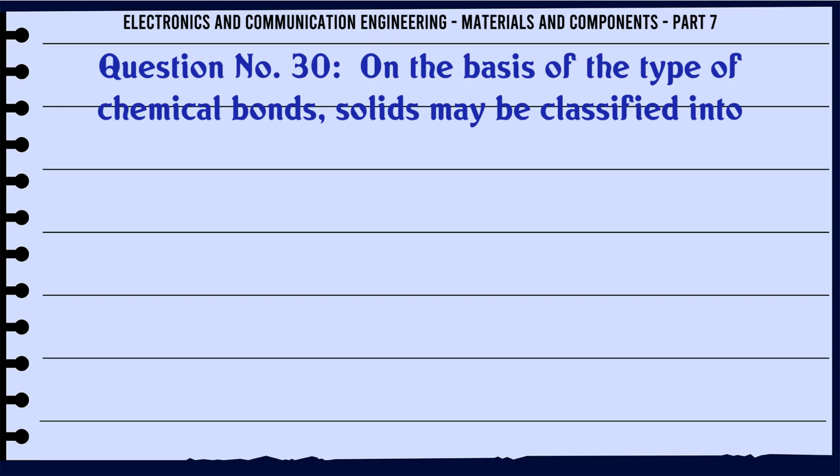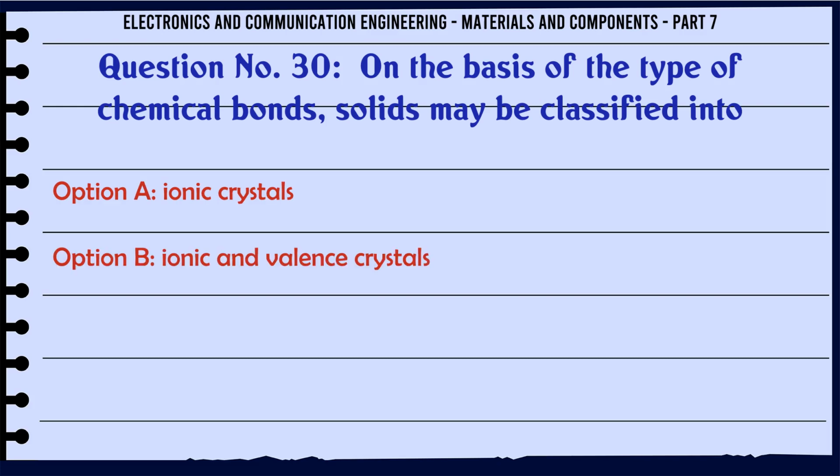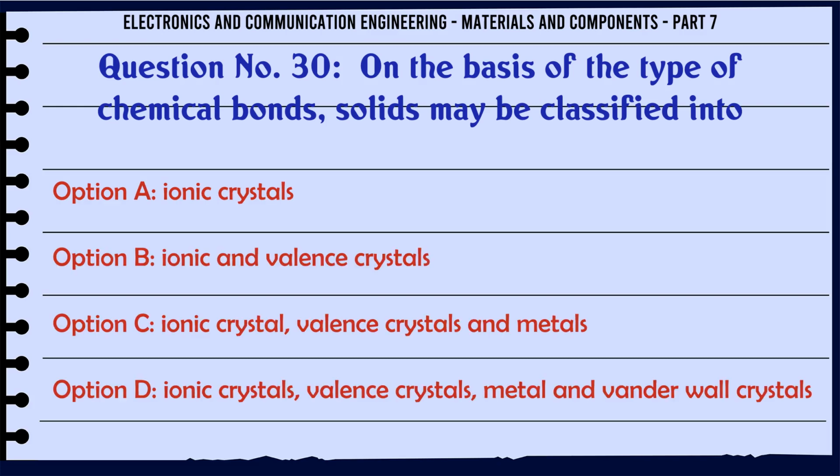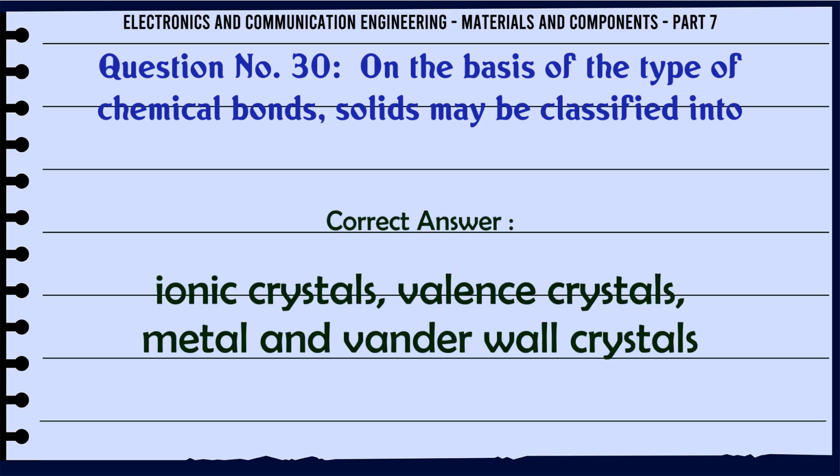On the basis of the type of chemical bonds, solids may be classified into: A. ionic crystals, B. ionic and valence crystals, C. ionic crystal, valence crystals and metals, D. ionic crystals, valence crystals, metal and van der Waals crystals. The correct answer is ionic crystals, valence crystals, metal and van der Waals crystals.